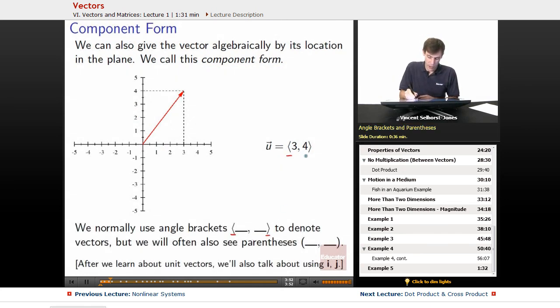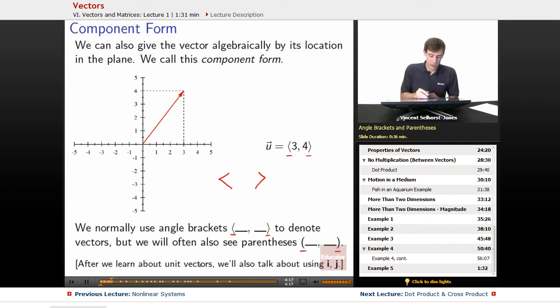These are angle brackets to denote vectors, but we will often also see parentheses. Parentheses are very common as well. I personally tend to use parentheses more, but most precalculus and math analysis courses tend to use angle brackets, so I'm teaching with angle brackets. But when I'm just doing math on my own, I often use parentheses, but either of them is just fine.